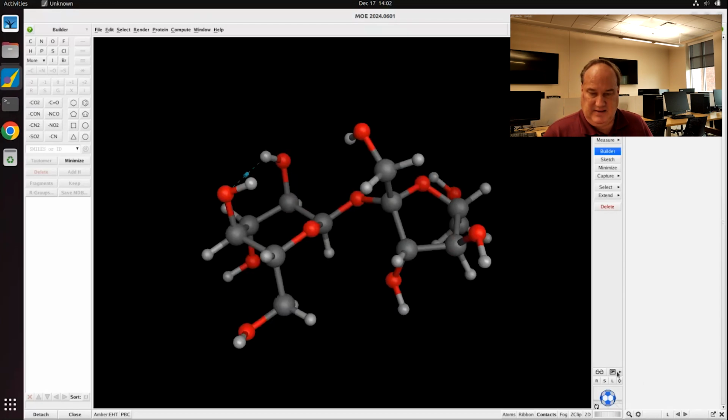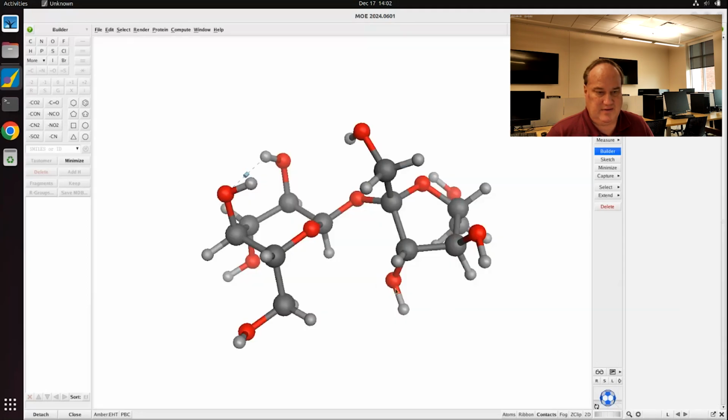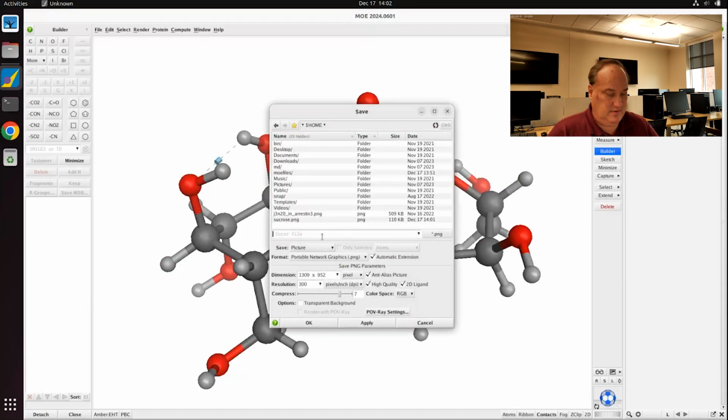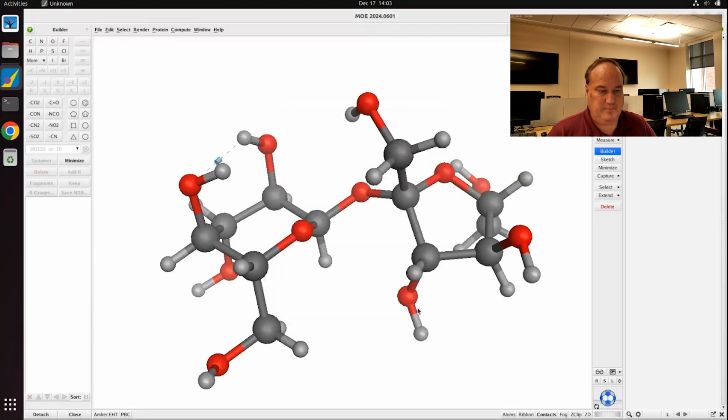So we've saved that. Sometimes on a black background, we don't like to model on a black background because that gives us more eye strain. But when we're printing things out, all that black is going to use printer ink. So we can go to standard white, and then we can save our picture. There's our sucrose model right there. That gives us an idea what sucrose looks like at this particular conformational state.